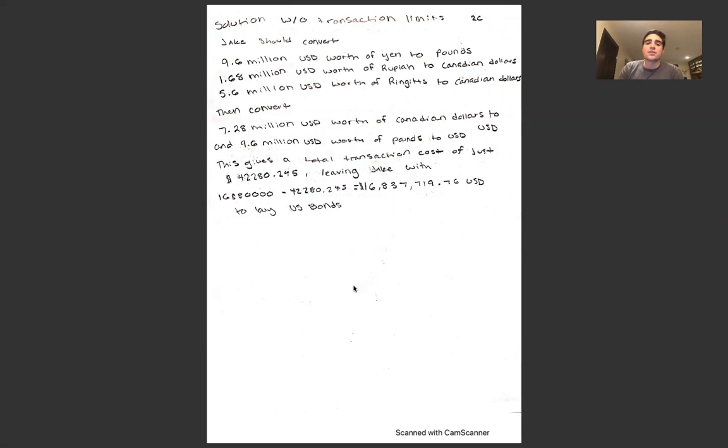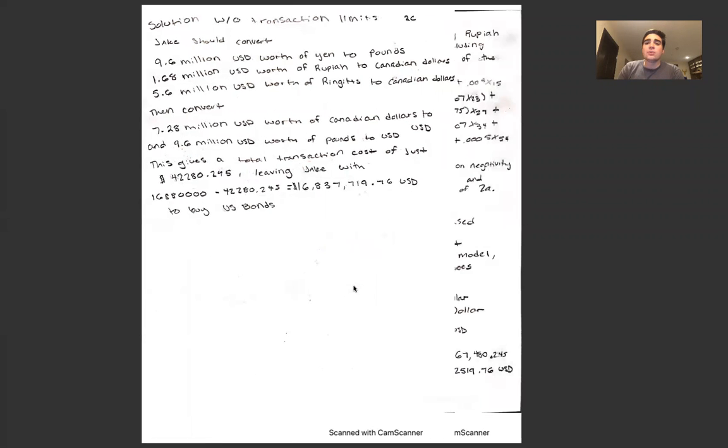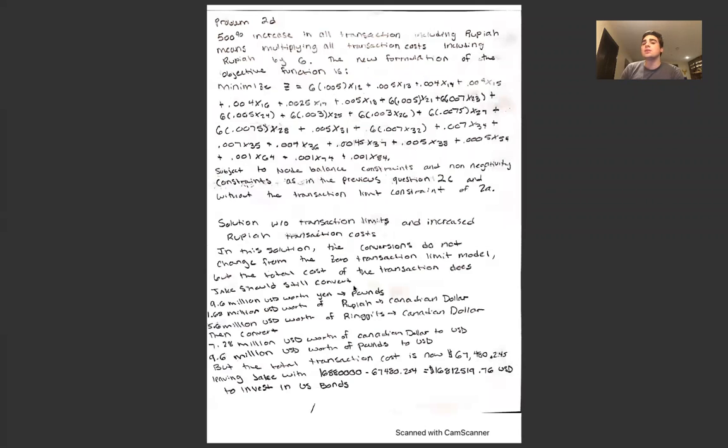Now, in part C of the problem, we are told that there's going to be a 500% increase in the transaction cost of all rupiah. So what is that going to mean? Well, it means that we need to multiply all of those transaction costs that have anything to do with rupiah. In this formulation, anywhere that there's a 2 in the subscript of the x variable, you multiply by 6. Fundamentally, a 500% increase is times 6, right? So 1 plus your percent increase, which is 5. So 1 plus 5 is 6.